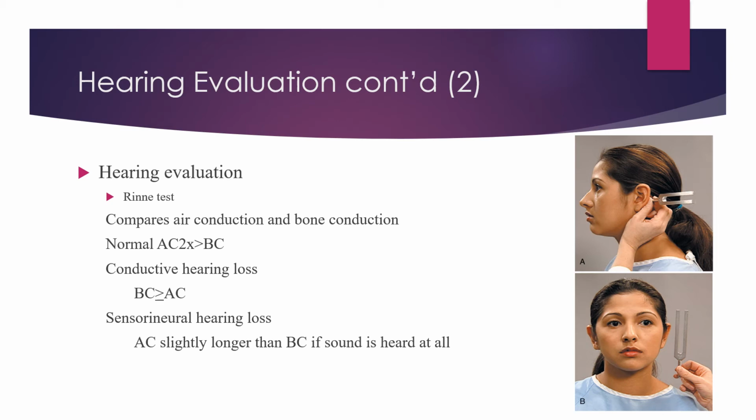Now, normal finding is that air conduction sound should be heard twice as long as the bone conduction sound. If a patient has conductive hearing loss, they will hear bone conduction sound for longer than or as long as air conduction sound. If the patient has sensorineural hearing loss, the air conduction sound is heard for only slightly longer than bone conduction sound.